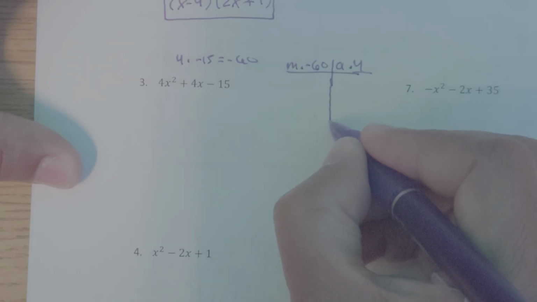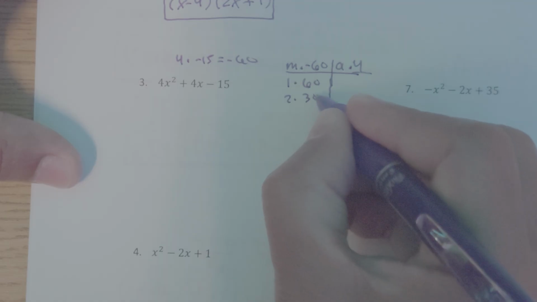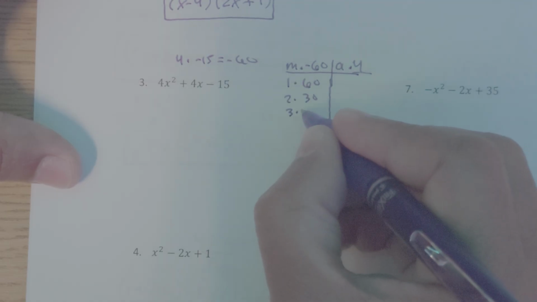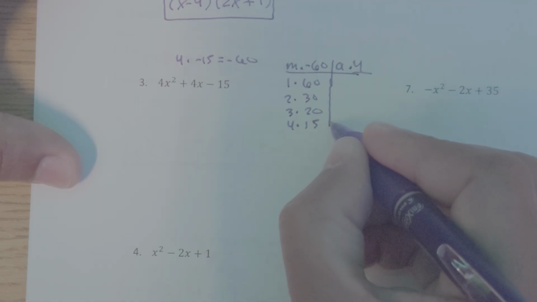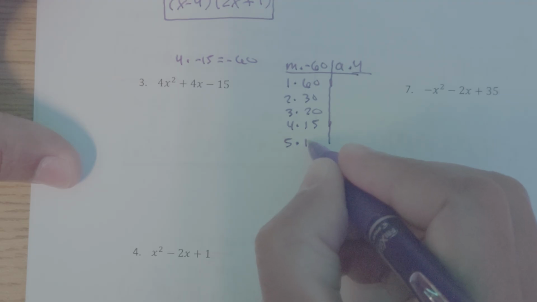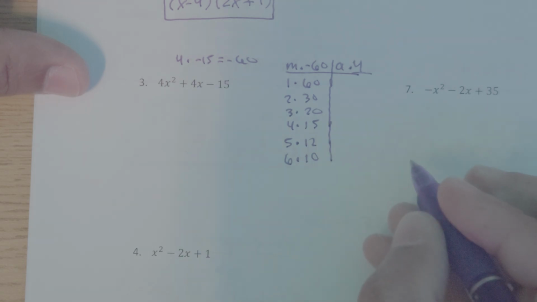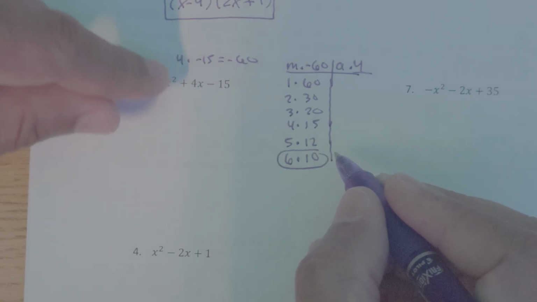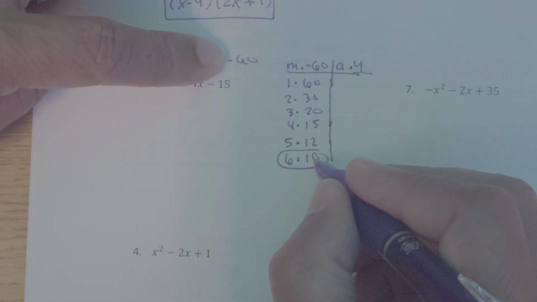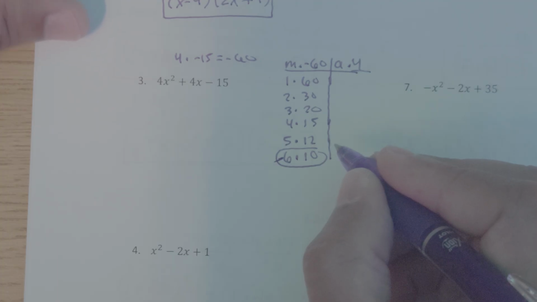Well, you can make a long list here. We start with 1 times 60, and then 2 times 30, and then 3 times 20, and 4 times 15, and then 5 times 12, and then 6 times 10. I hope you see it here: 6 and 10, you can get a 4. And notice they need to multiply to negative 60, so that means the 10 has to be positive and the 6 is negative. Okay, so let's see how this works.